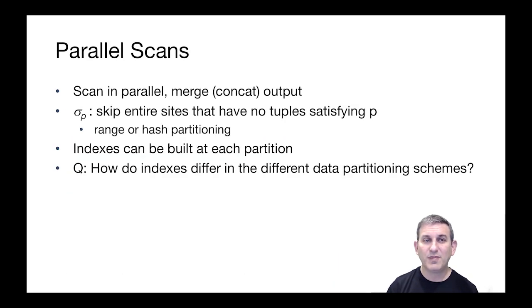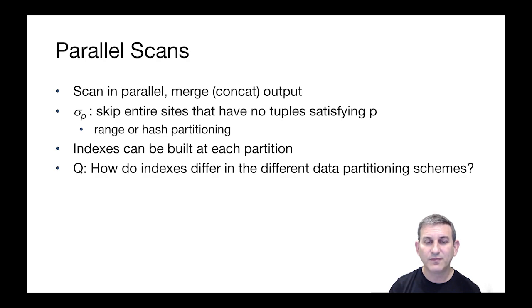To begin with, let's talk about parallel scans. If we want to scan a table, and that table's been partitioned across many disks, that is no problem. We're just going to have all those disks have a scan operator over them, and we'll scan all the disks in parallel. And if all we needed to do was generate the output, then we would just concatenate that output and merge it into an output stream on some machine. Sometimes we have a selection over a scan, and if that selection is on the partitioning key, it can sometimes allow us to skip entire computers, or entire sites, if you want to use that term, that have no tuples satisfying that predicate. So range and hash partitioning can both benefit from this partition elimination, where you skip entire sites on a selection.